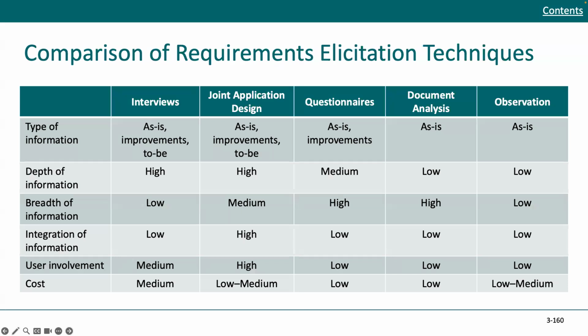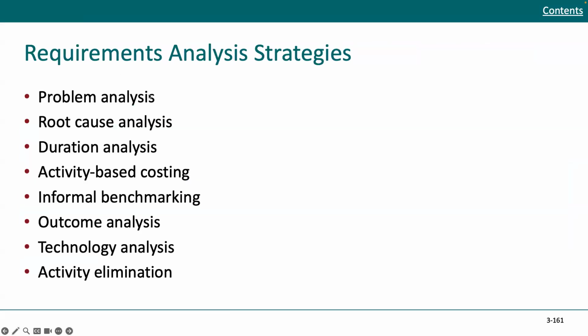So here are just examples of these different types of requirement elicitation approaches: interviews, JAD, questionnaires, document analysis, and observation. And what are the things that you're hoping to get? What type of information? What depth do you need? What breadth do you need? What about the integration of information? How much user involvement was used for this elicitation approach? And finally, how much does it cost to perform this? So you can see this is a fairly useful table to give you a perspective on maybe you're going to do one, maybe you're going to do several, to give you a rigorous way of making sure you capture the requirements.